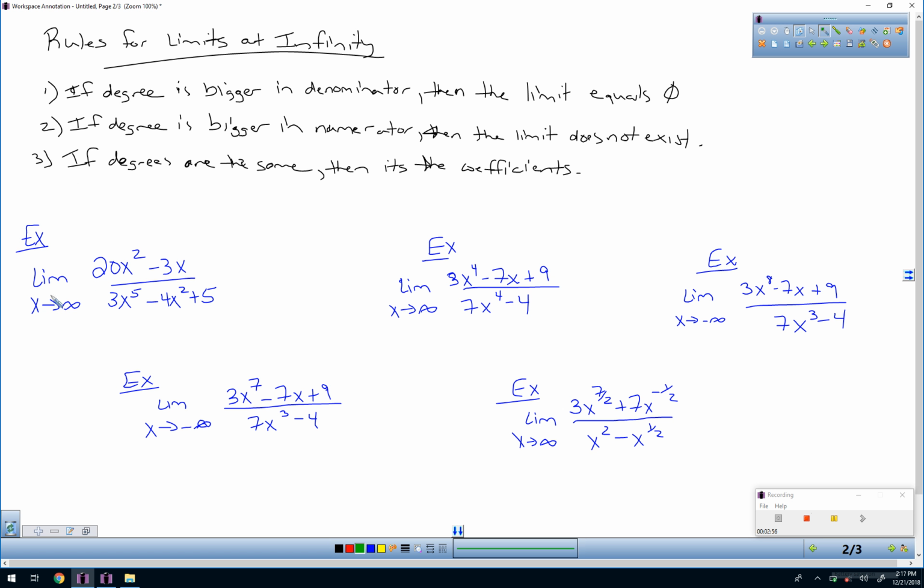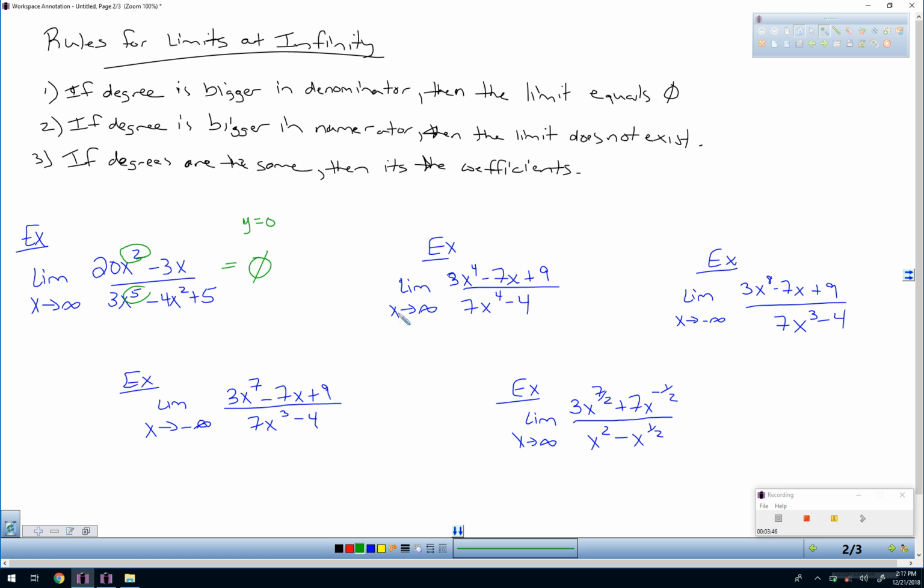So for this example, it says the limit as x approaches infinity of 20x squared minus 3x over 3x to the 5th minus 4x squared plus 5. Notice the degree is 5 in the denominator and 2 in the numerator, so it's bigger. The degree is bigger in the denominator than it is in the numerator, so I know the limit of this would be 0. I could probably graph this, and I would see that my function does level off at this y is equal to 0 value. So it would mimic kind of like a horizontal asymptote as the function's leveling off.